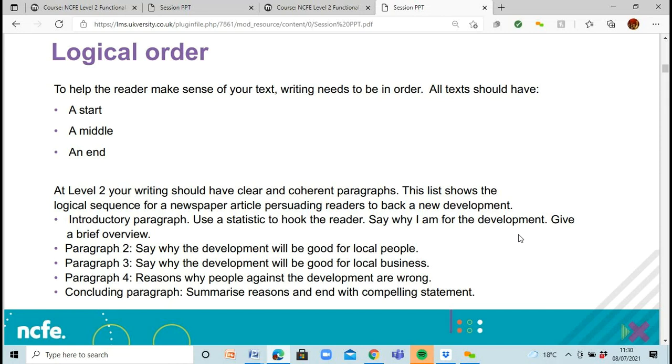And then your fifth paragraph would be a conclusion. You're summarizing all the reasons and ending with a statement saying you should support this because 1, 2, 3, and summarize your points. So this is how you would set out an article for a newspaper.